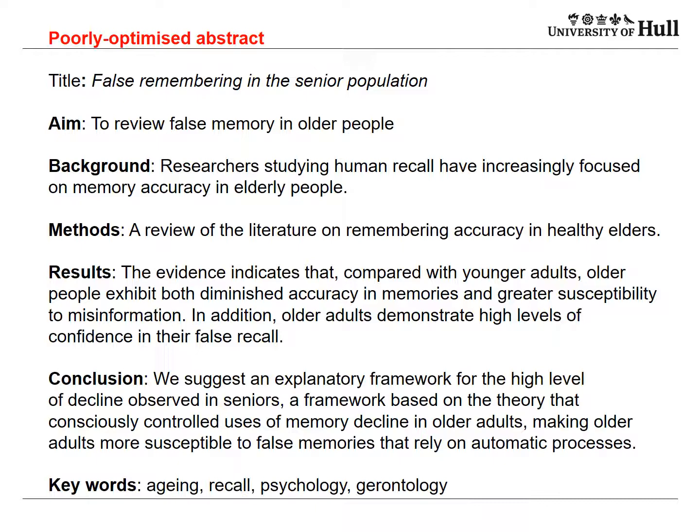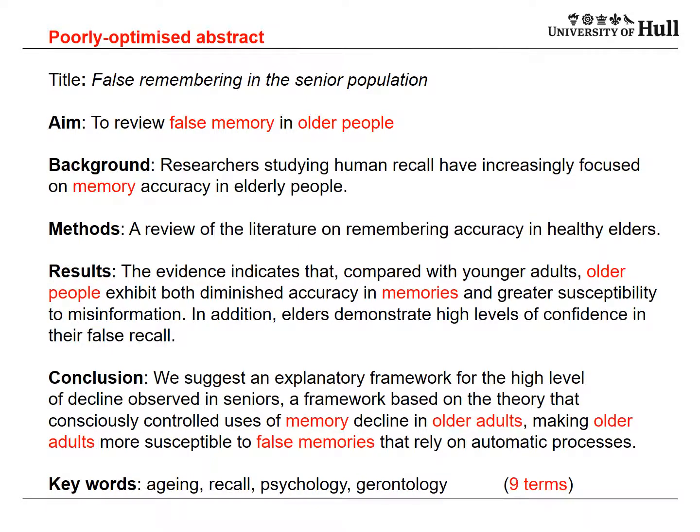In contrast, here's a poorly optimized abstract. It's poorly optimized because it uses different words throughout for the same terms, and only 9 terms are found in common across the abstract. This abstract would be much less easy to find on the online environment.